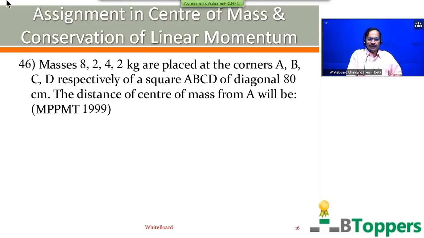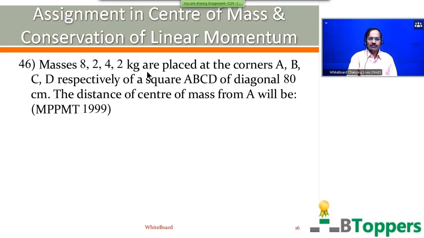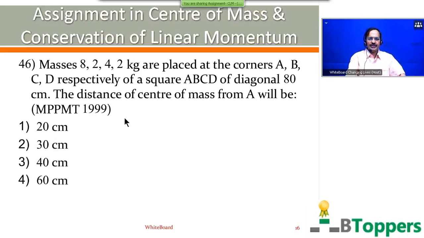Look at the question number 46. Masses 8, 2, 4, 2 kg are placed at the corners capital A, capital B, capital C and capital D respectively of a square ABCD of diagonal 80 centimeter. The distance of center of mass from A will be, that means from the first corner here. That means center of mass of the system of 4 masses. Come on, try the question.